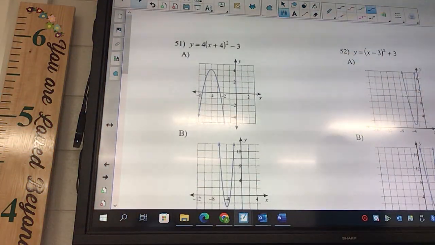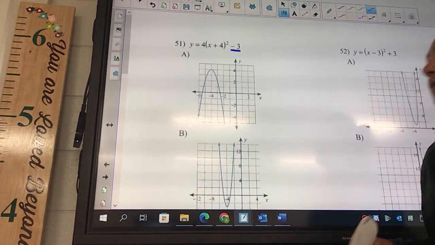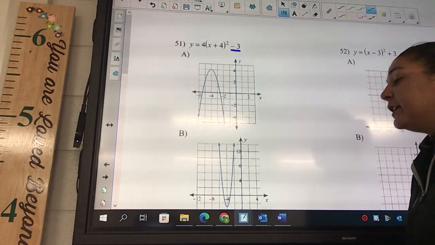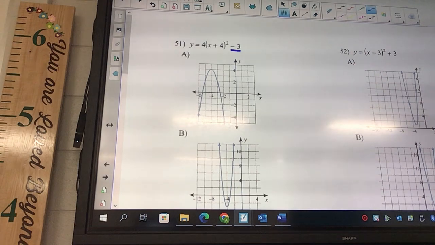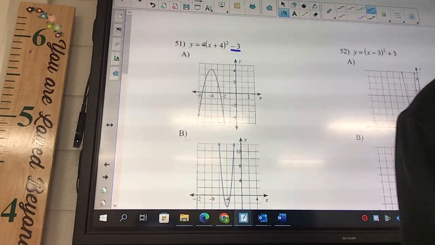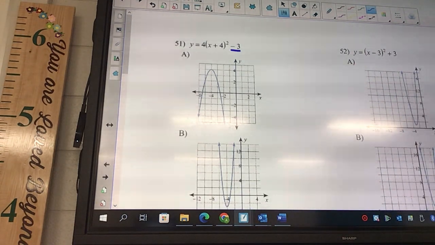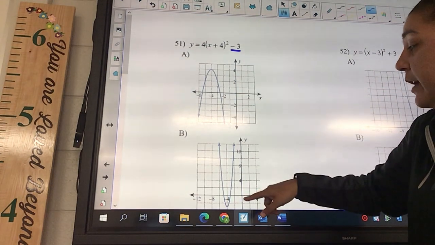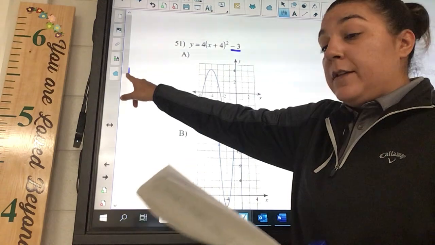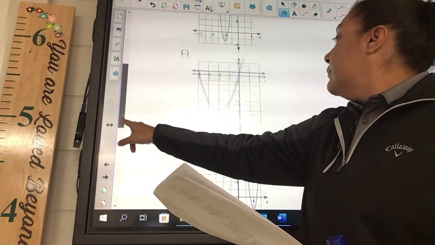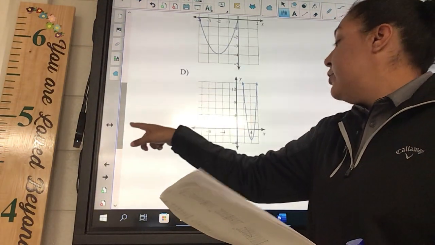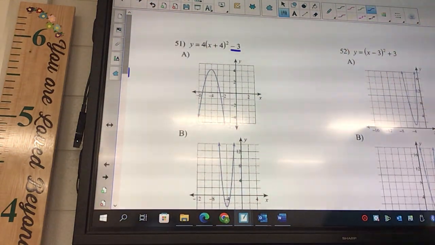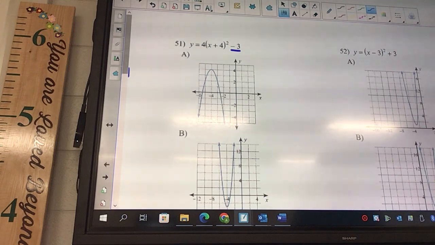Okay, 51. What does this minus 3 do? Goes down 3. Okay, which one of these did not go down 3? We're looking at the vertex. Also some of these, like this one, go by 1s. That one goes by 1s. That one goes by 1s. This one goes by 2s. Okay, so which one did not go down 3? We're looking at the vertex.